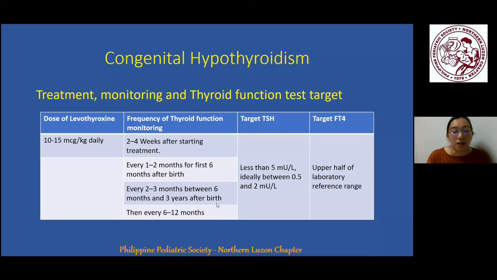Then, if we see that the congenital hypothyroidism is a permanent condition, the monitoring shall be done every 6 to 12 months after 3 years old. Our target TSH is less than 5, ideally between 0.5 to 2 milli-international units per liter. And our target free T4 should be in the upper half of the laboratory reference range.